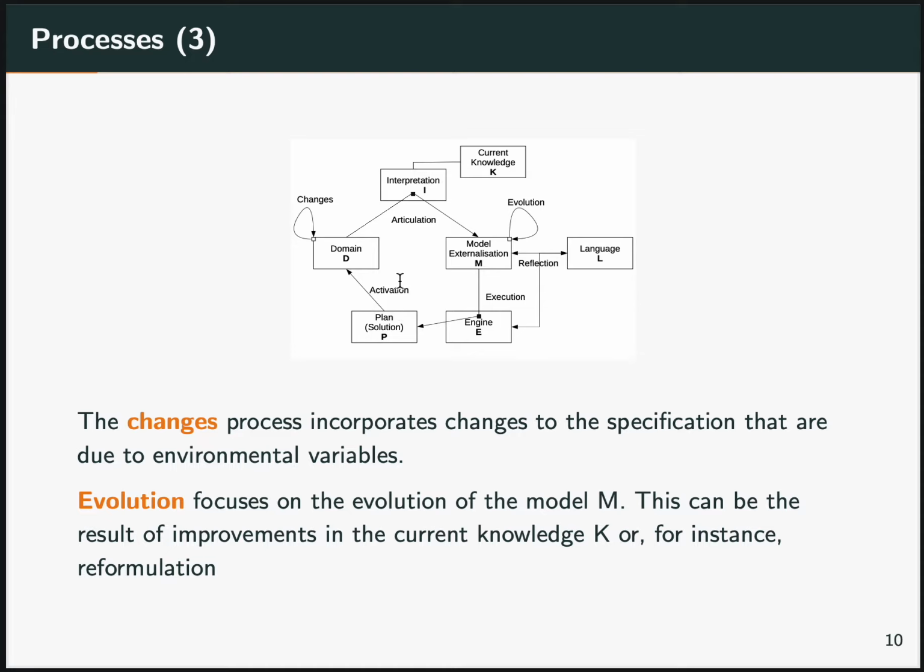And then there are two self-loops, which are the process of changes and the process of evolution. So the changes incorporates all the changes to the specification that are due to environmental variables, so things which are not triggered by the activation, but which are changes in the domain by itself for some exogenous events or exogenous reasons. And then the evolution, which is the focus of the evolution of a model M. And this is just different versions or different modifications of the same model externalization. And that can be triggered, for instance, by a change in the agent or by a change in the knowledge of the agent, which is becoming more expert, or a change in the interpretation, or something which is related to the language or the planning engine.